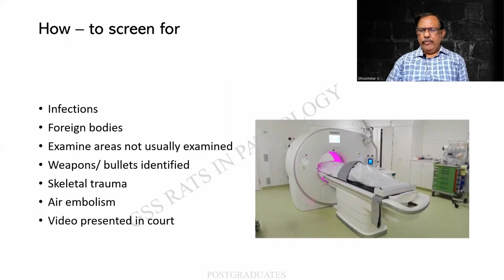And what to screen for? There are a series of things that could be screened for. Infections, for example, foreign bodies. It can be suture material, it can be any traumatic splint over there, or it could be a bullet. And examining areas which are not usually examined.